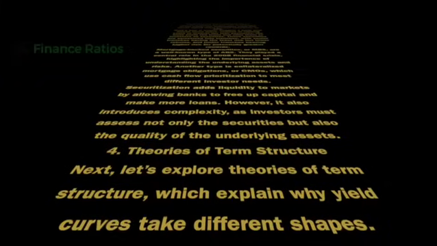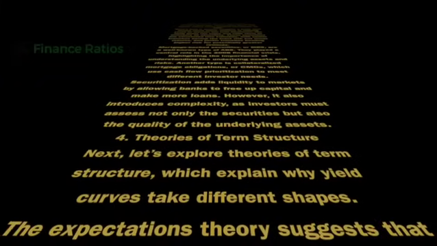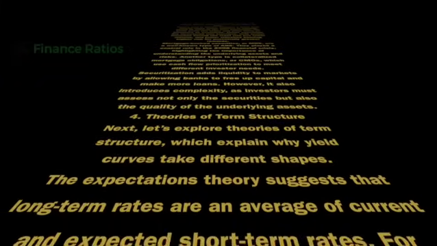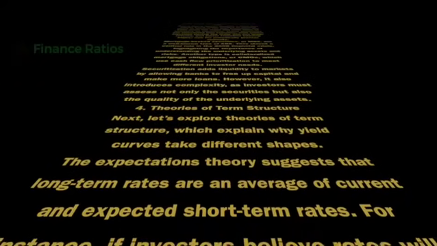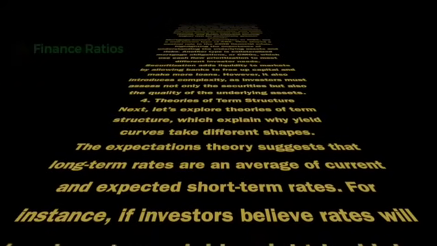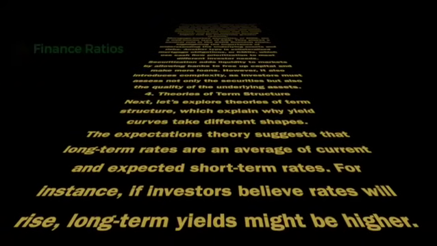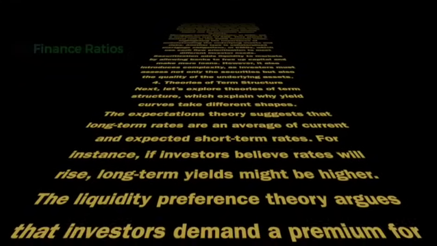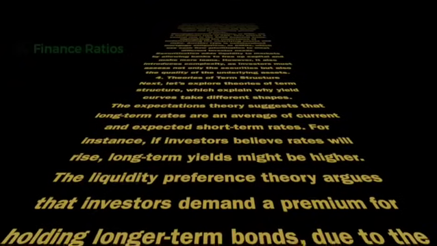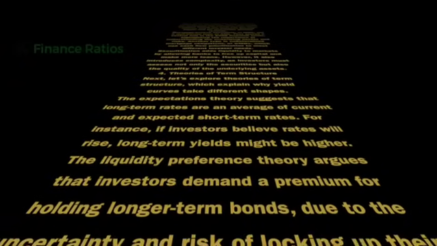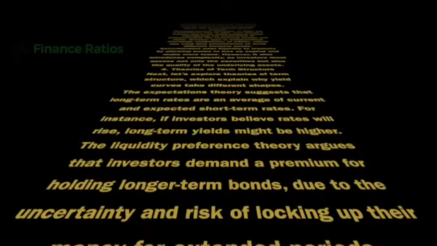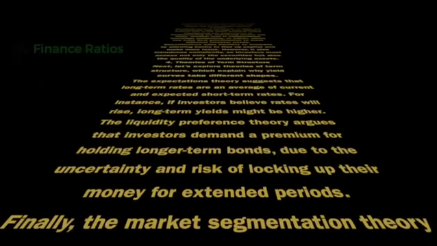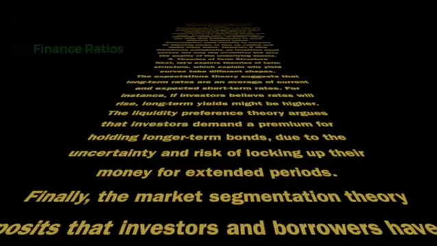4. Theories of term structure. Next, let's explore theories of term structure, which explain why yield curves take different shapes. The expectations theory suggests that long-term rates are an average of current and expected short-term rates. For instance, if investors believe rates will rise, long-term yields might be higher. The liquidity preference theory argues that investors demand a premium for holding longer-term bonds due to the uncertainty and risk of locking up their money for extended periods.